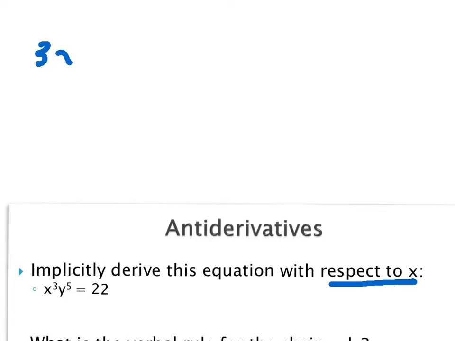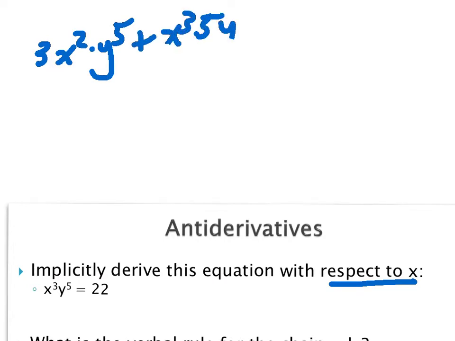So I'm going to derive the first, 3x squared, leave the second one alone, times y to the fifth. Plus now I'm going to leave the first one alone, times the derivative of the second. But remember, when I derive the second, I have to multiply it by y prime. I have to use the chain rule there. Equals the derivative of 22, which is 0.